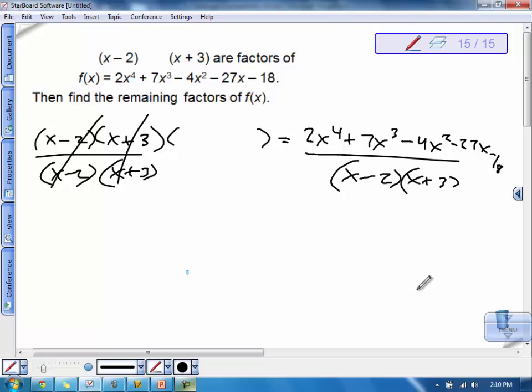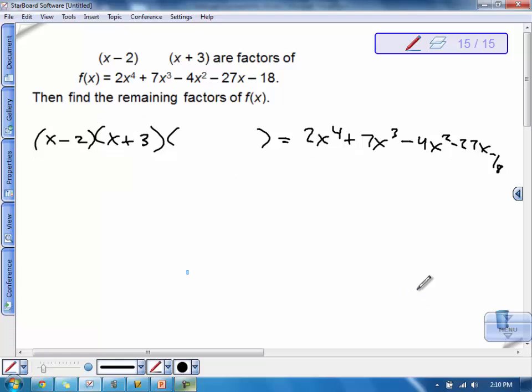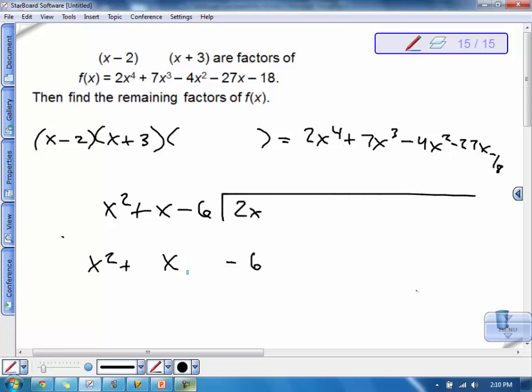I would do it like this. X minus 2, I would FOIL this out first. So it'd be x times x, which is x squared, plus 3x minus 2x minus 6. Middle terms add together to be 1x. So I'm going to divide this quadratic into this 4th degree. So I'm going to say x squared plus x minus 6 divided into 2x to the 4th plus 7x cubed minus 4x squared minus 27x minus 18.